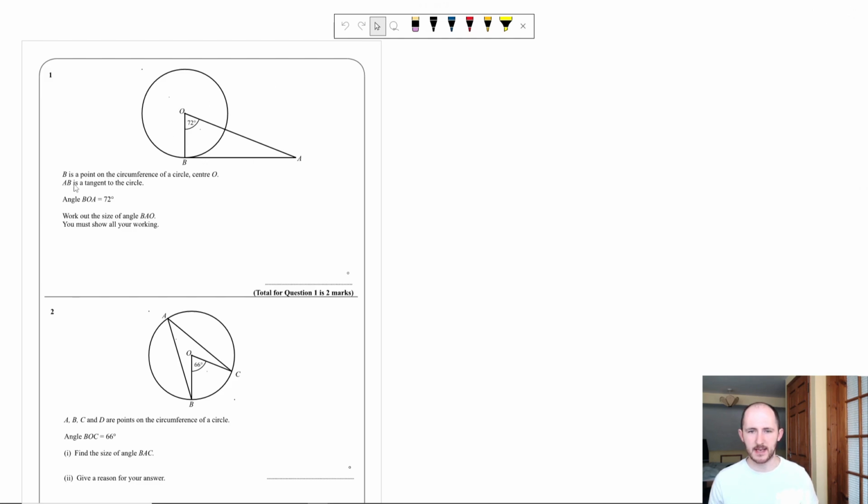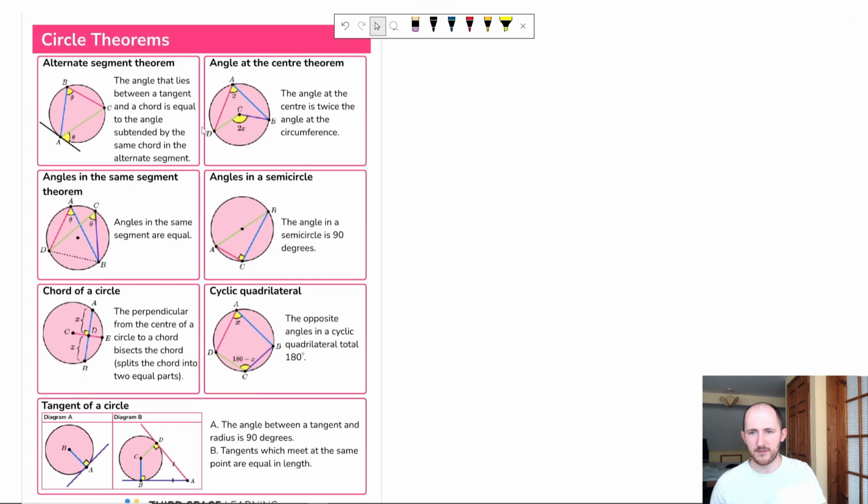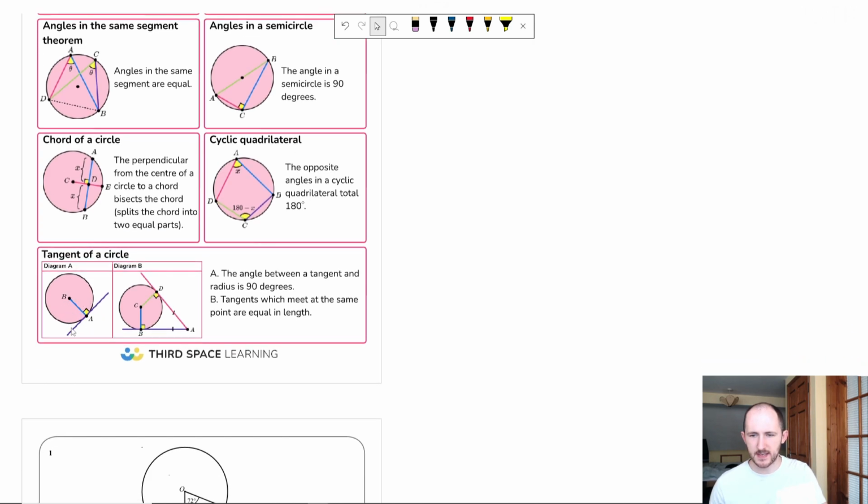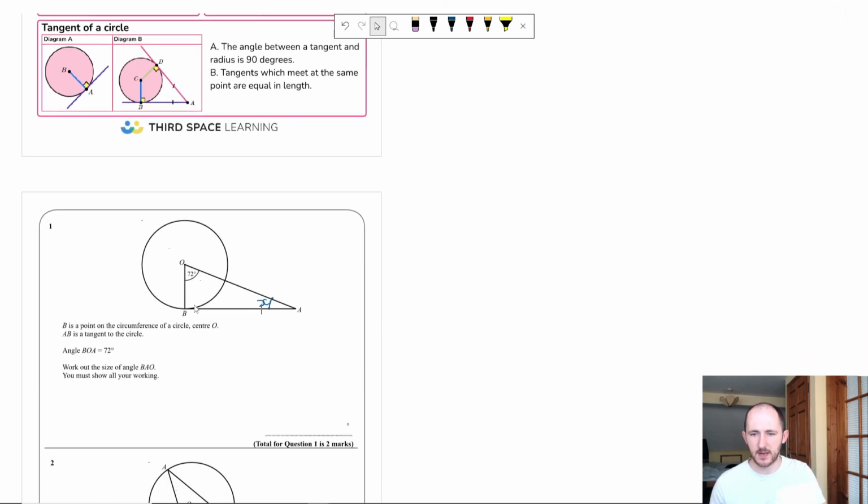So this first one says B is a point on the circumference, AB is a tangent, and BOA is 72 degrees. Work out the size of BAO, which is this angle right over here. Okay, so we'll call that X maybe. Now, which circle theorem are we going to use? Well, if we look at the circle theorems here, we have a tangent and a radius, and tangents meet radii at 90 degrees. So in other words, this is a big right-angled triangle.